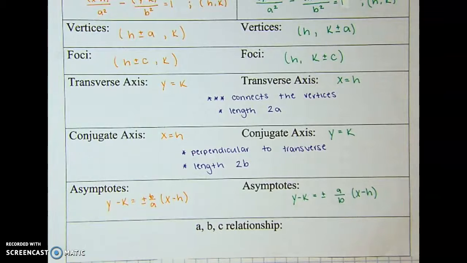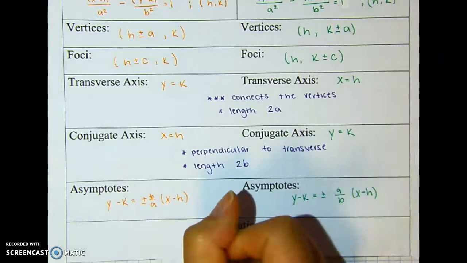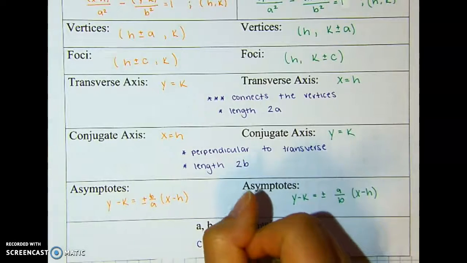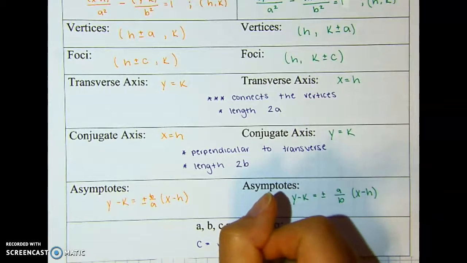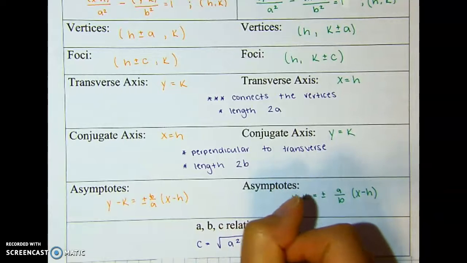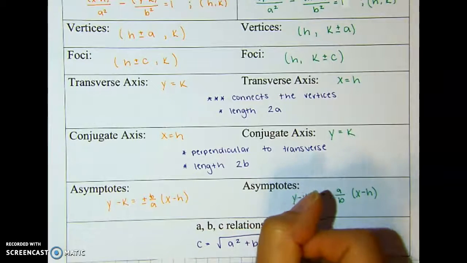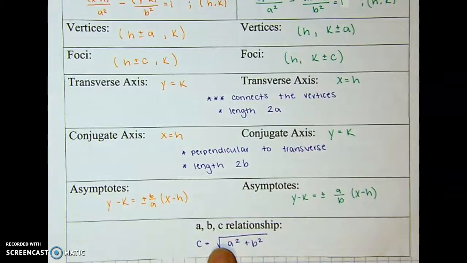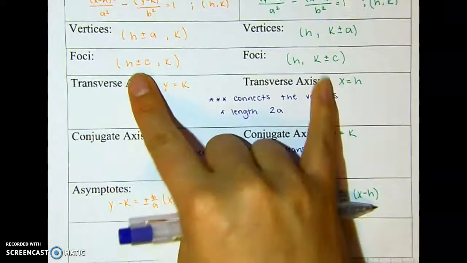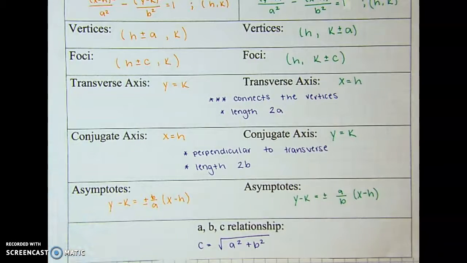And then finally, the a, b, c relationship. So we've actually done this before. c is going to equal the square root of a squared plus b squared. So similar, a little bit different. The c value is what helps us get our foci, just like it did with an ellipse.